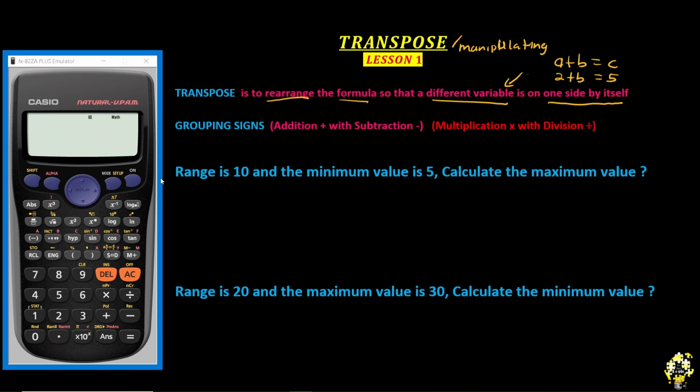Well, you need this variable here to be on one side by itself so that the whole formula can make sense. See? So we are manipulating. The reason why we manipulate, or transpose, or change the subject of the formula, is that we simply want the formula to make sense, because when it's like this, 2 plus B is equal to 5, it does not make sense. So how do we make it make sense? That's why you are here, and that's why I am here.